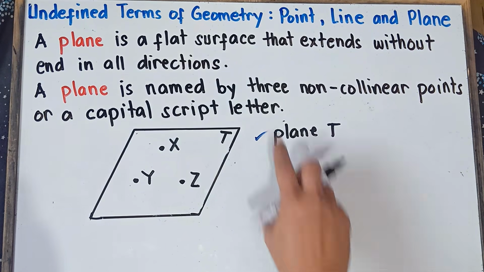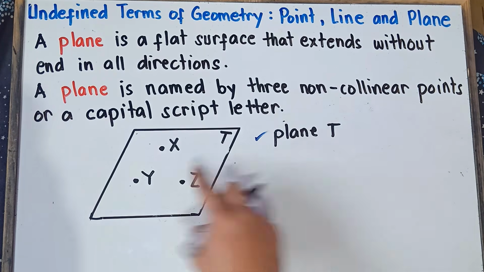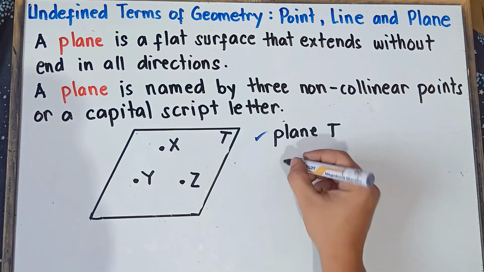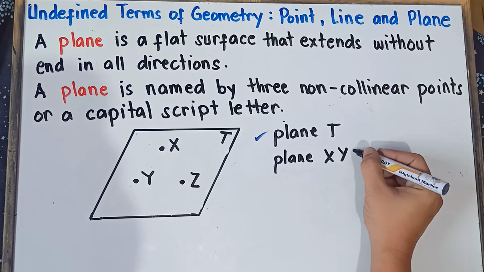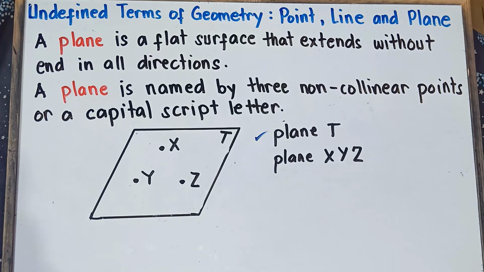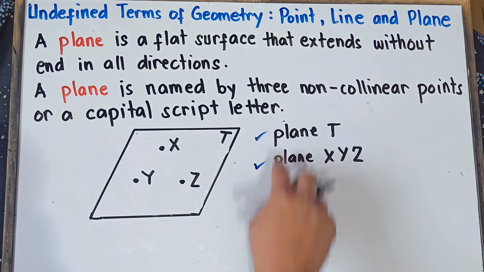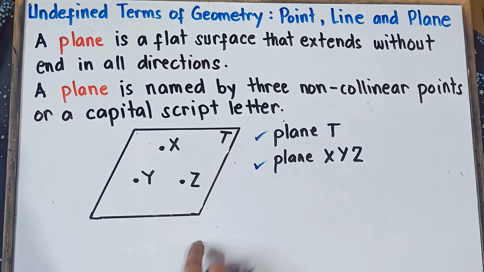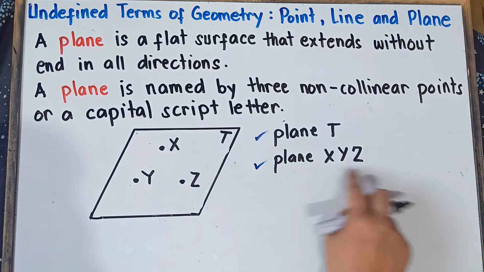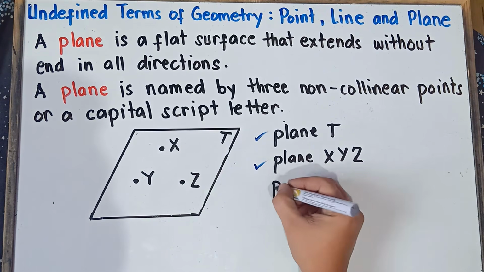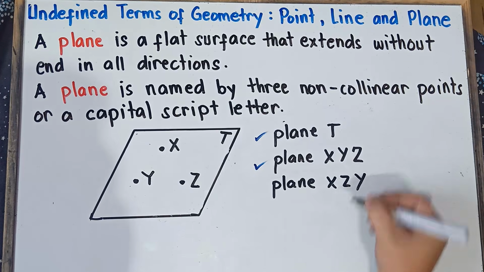Or you can name this one using the 3 non-collinear points, X, Y, Z. So we can name this one plane X, Y, Z. This is acceptable. Either of these two, class, is just the same. So you can name this one plane T or plane X, Y, Z. Or you can interchange them, so we can name this one plane X, Z, Y.